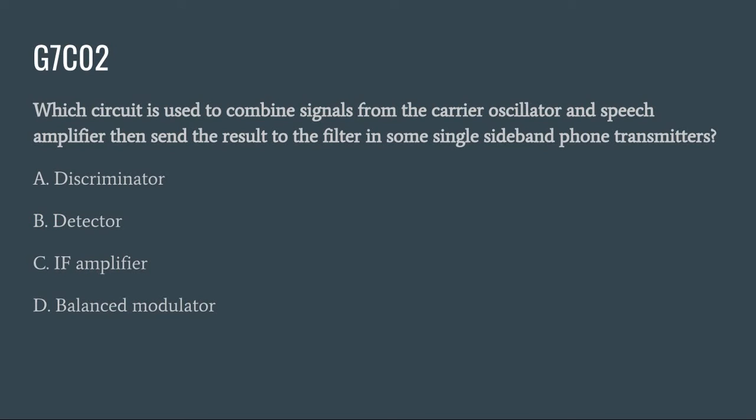G7C02. Which circuit is used to combine signals from the carrier oscillator and speech amplifier, then send the result to the filter in some single sideband phone transmitters? A. Discriminator. B. Detector. C. IF amplifier. Or D. Balanced modulator. Correct answer here, D. Balanced modulator.